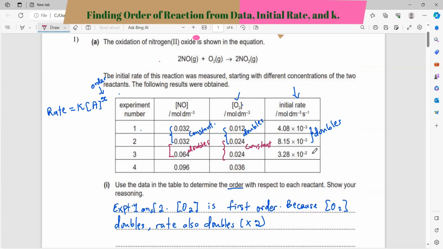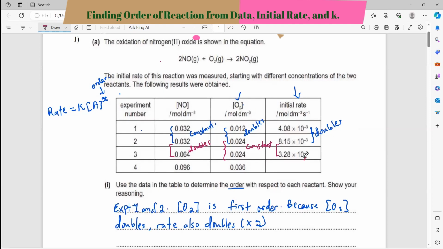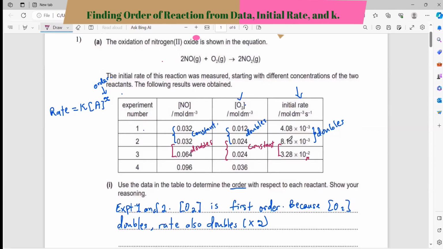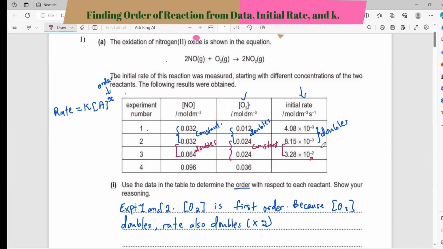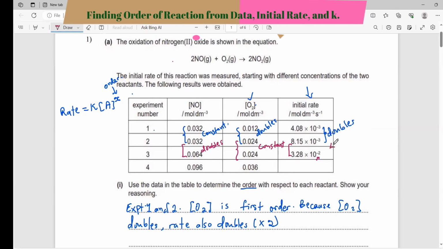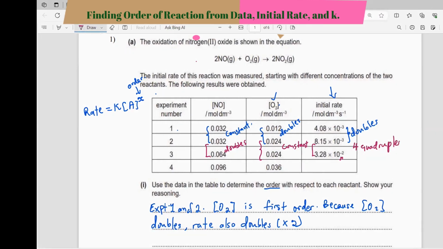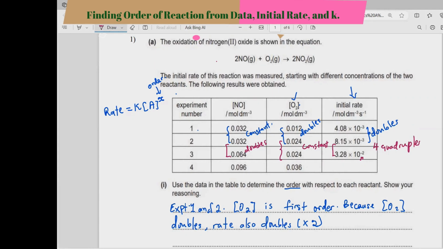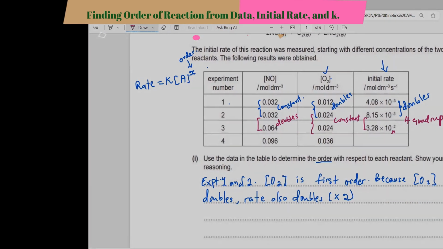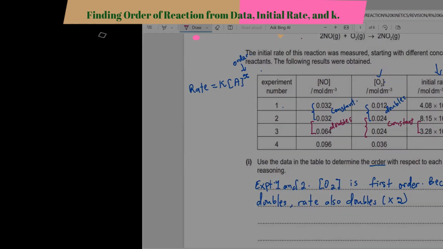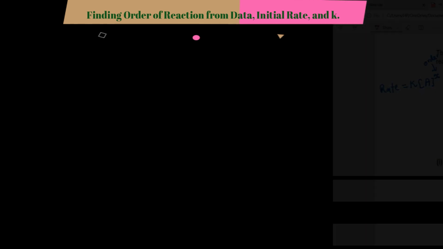And what would happen with your initial rates? You see when you divide 3.28 times 10 raised to the power -2, take note, by this, it's going to give you 4. Okay, so we say it quadruples. It quadruples. So that's what happens. And when it quadruples, then that's the second order. This is a square, please. So that's the second order.